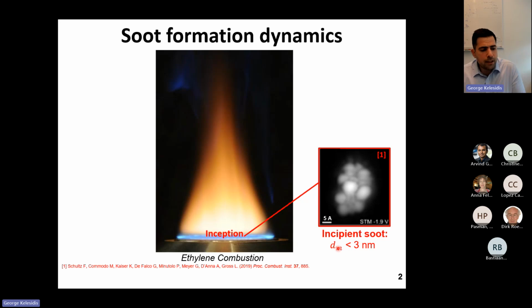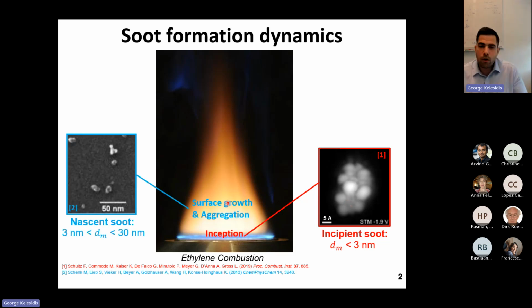So these incipient soot nanoparticles are very small. They have a mobility diameter smaller than 3 nanometers, and they contain polyaromatic hydrocarbon molecules that are chemically bonded with each other. Now, as the residence time in the premixed flame increases, these nanoparticles react with acetylene as well as with other gaseous species in the flame, and they also start to coagulate and form small and compact nascent soot aggregates, as you can see in this helium ion microscopy over here.